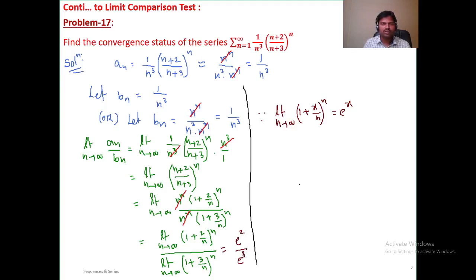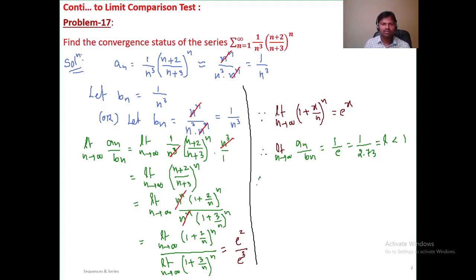Okay, so which is 1 upon e. Therefore limit n tends to infinity, an upon bn value, what we got? 1 upon e. 1 upon e means 1 upon 2.73, right? That means which is less than 1. So this is the L value, and this L value is less than 1. The limit value is 1 by 2.73, less than 1. So it's a finite number less than 1.